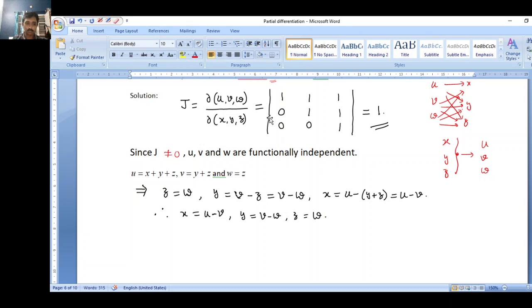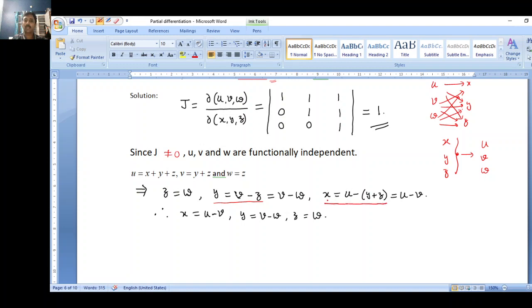There is some problem with the system because of which we're getting stuck with the expressions. Yeah, so as you can see here, when you look at this expression, can I say that this is the required expression, y equals v minus z, or x equals u minus of y plus z?